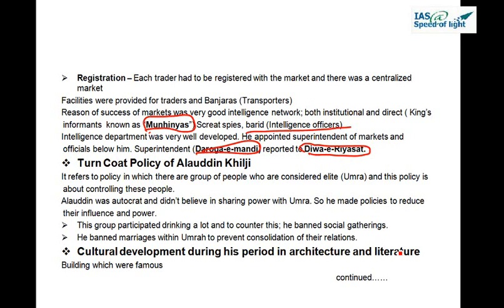Alauddin felt that there were actually four reasons for these rebellions from the Umara side. The first was the inefficiency of the spy system. The second, he thought, was the general practice of the use of wine. Third, the social intercourse and intermarriages among the nobles, and fourth, the excess of wealth in the possession of certain nobles.